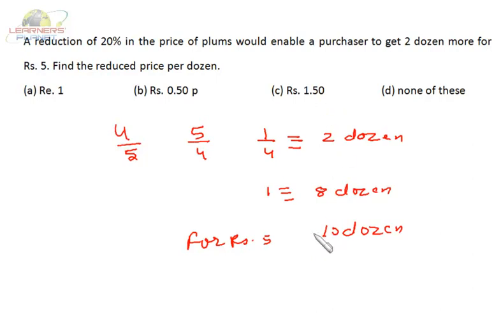Now we have to find the reduced price per dozen. So we can buy 10 dozen for rupees 5. That means 50 paisa per dozen, isn't it? So it's very simple. I hope you are clear. Or else you can go by the algebraic method also, which I have discussed in the previous question.